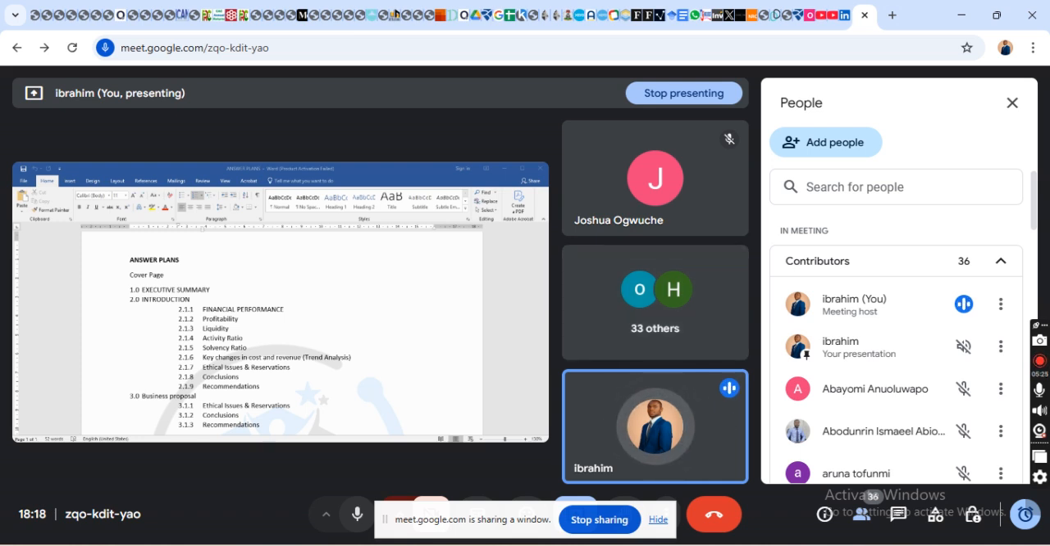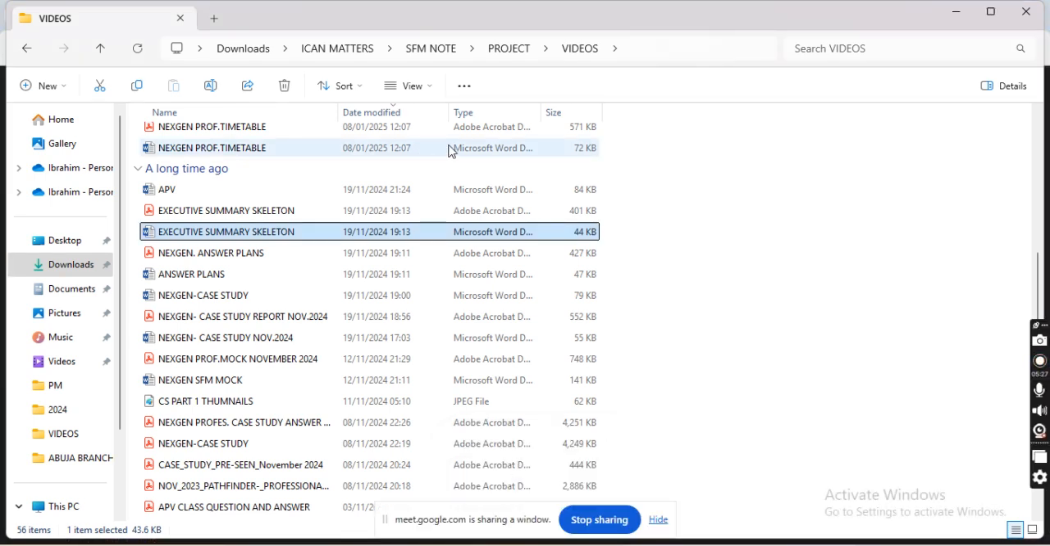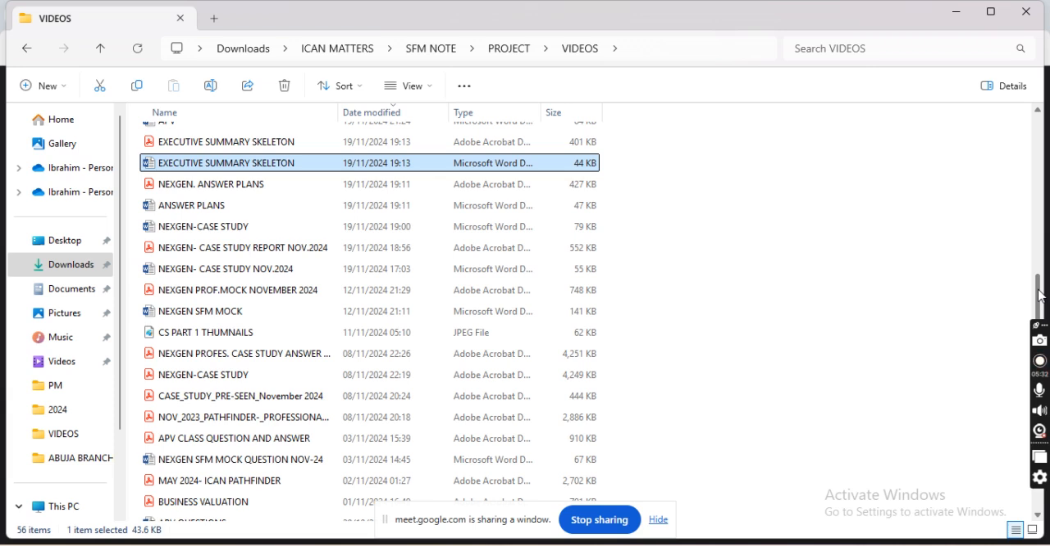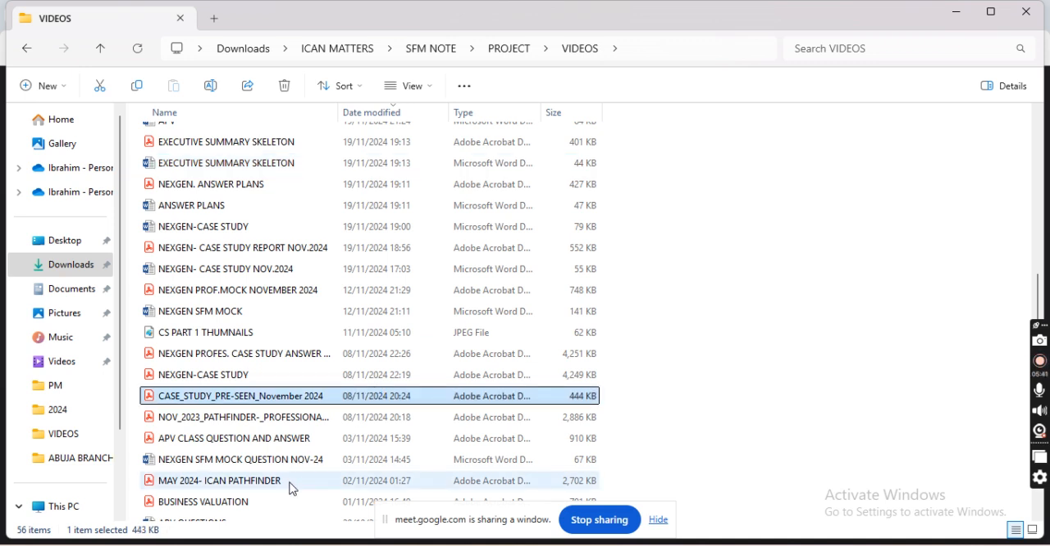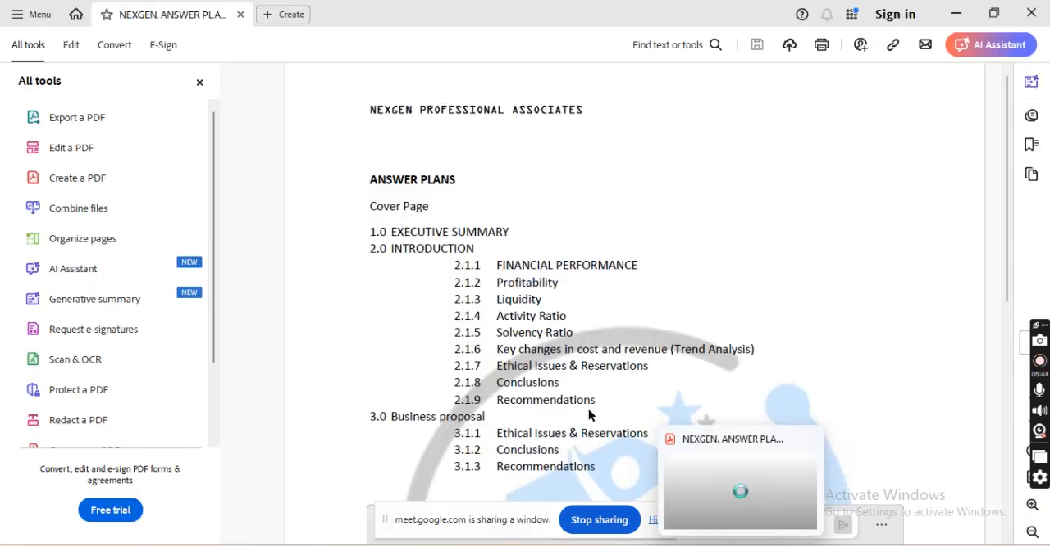Now, let's quickly look at last diet. Let's check back. November 2024. And let's check May 2024. Let's see.